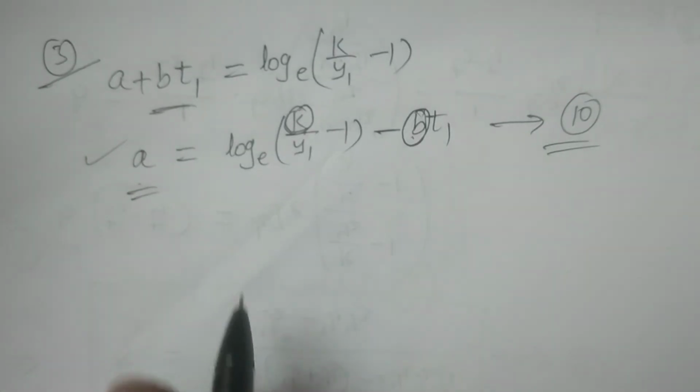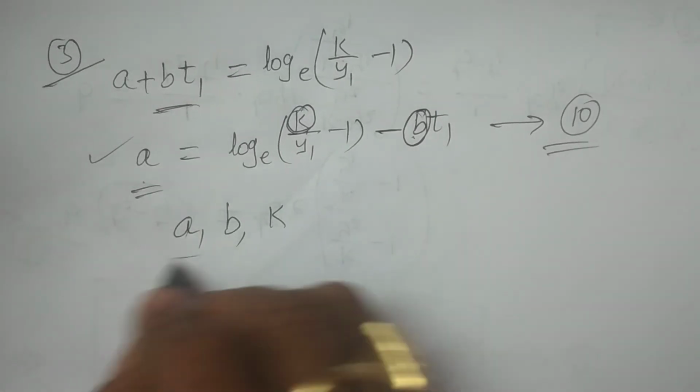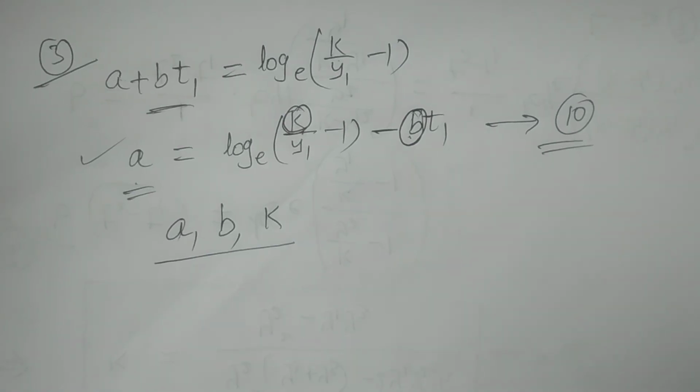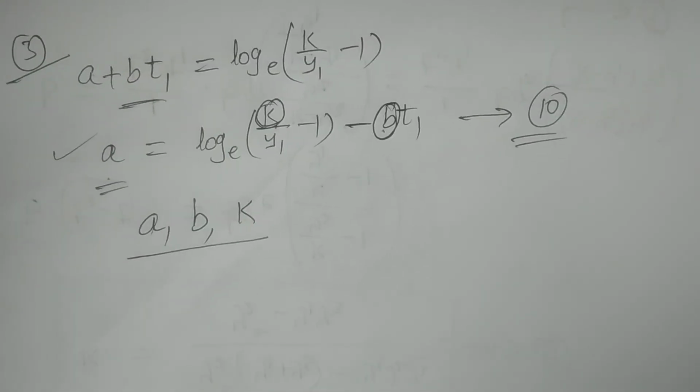So this is the procedure of determining the parameters a, b and k. These three values you have to obtain from the given data by considering three selected points and the values of the variables y1, y2, y3 of the time series data. With these values, we can obtain the best fit of the logistic curve by the method of three selected points. You understand? Thank you.